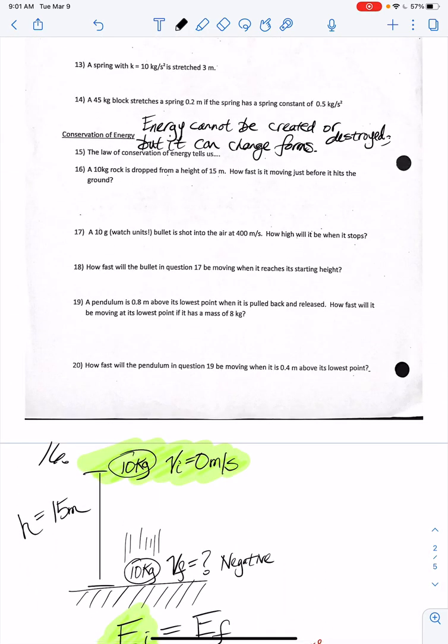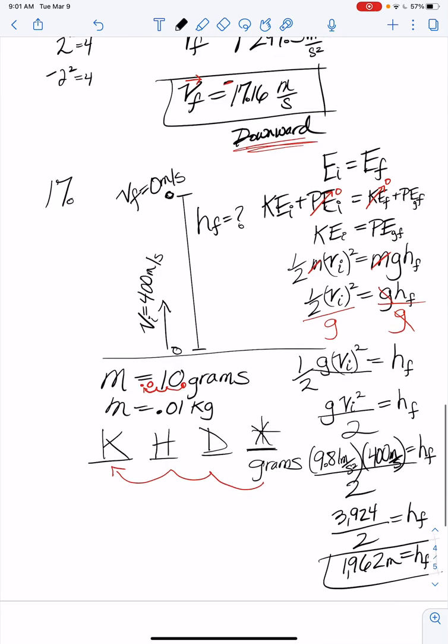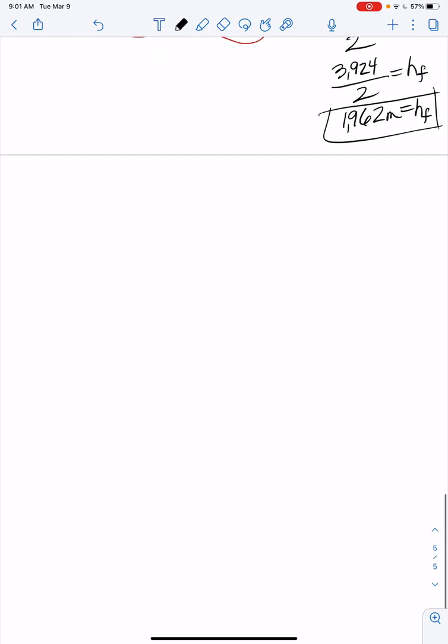So, we finally have a pendulum problem. All right, so it says a pendulum is 0.8 meters above its lowest point when it is pulled back and released. Okay, how fast will it be moving at its lowest point if it has a mass of 8 kilograms?